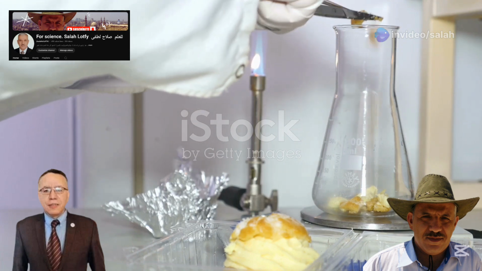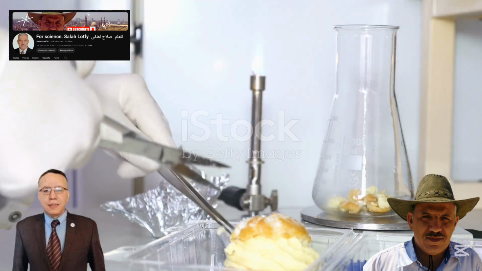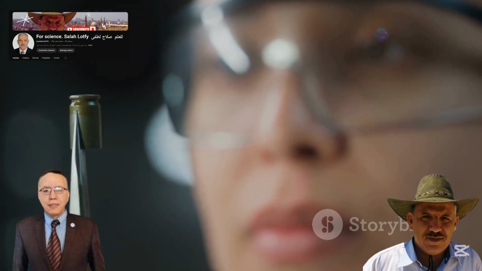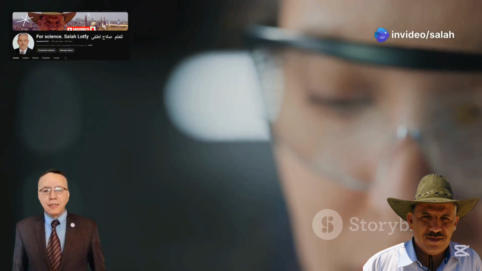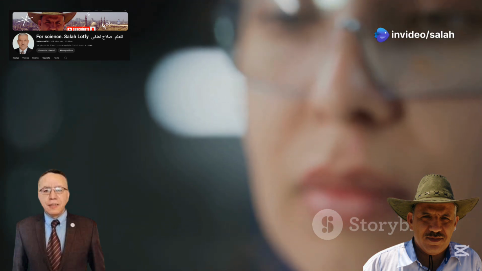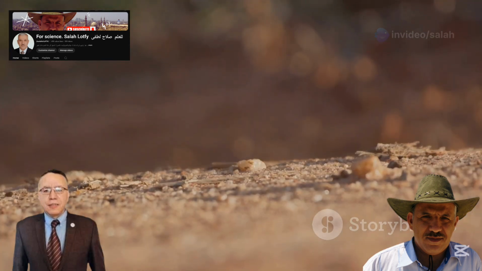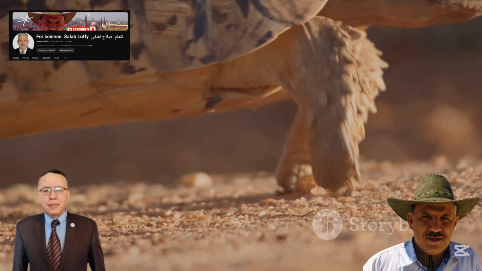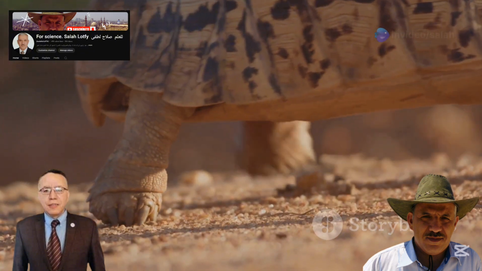Instead of a ping-pong ball, we use tiny pellets of fusion fuel. These fuel pellets are typically a mixture of deuterium and tritium, which are isotopes of hydrogen. Deuterium and tritium are chosen because they have a higher probability of fusing together under the right conditions. These fuel pellets are about the size of a grain of sand. Despite their small size, they hold the potential for immense energy release.